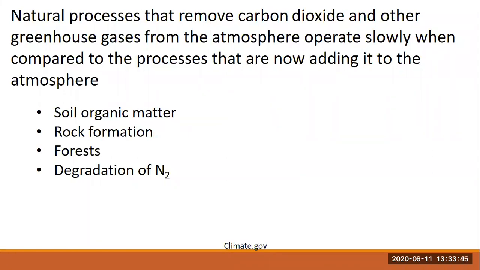Rock formation, we're talking about millions of years. For forests to build up, we're talking decades or hundreds of years. And the degradation of nitrogen over the course of time, again, that's a very, very slow process.